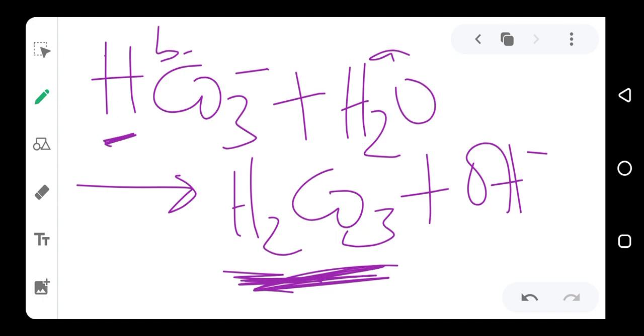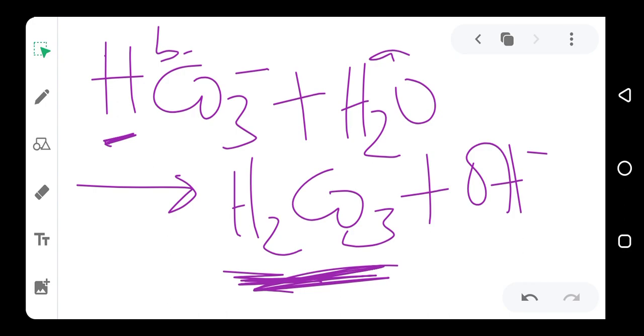Now, a quick guide to know which one is actually an acid or a base is to look at the left hand side and the right hand side. The one where the hydrogen ion has increased is acting as a base, but the one where the hydrogen ion has reduced from left to right is acting as an acid.